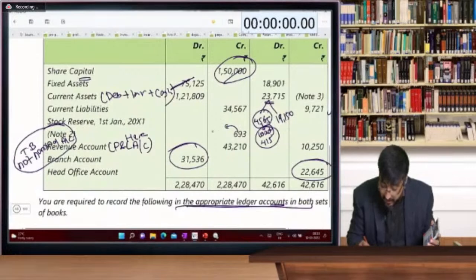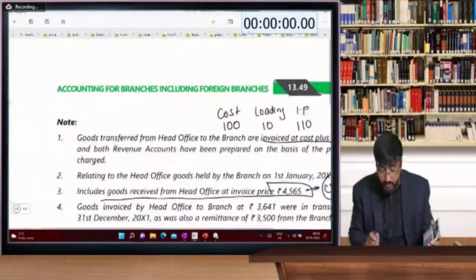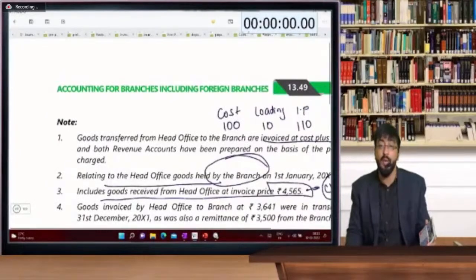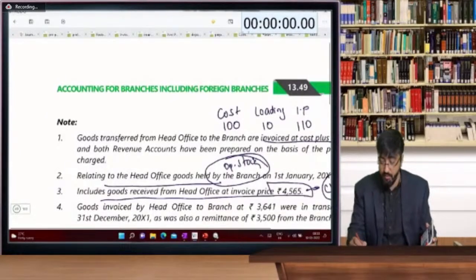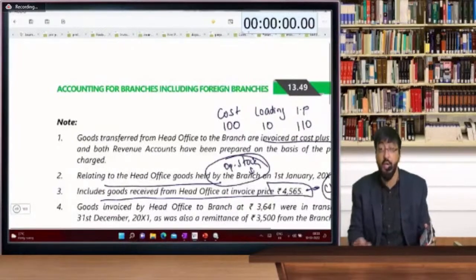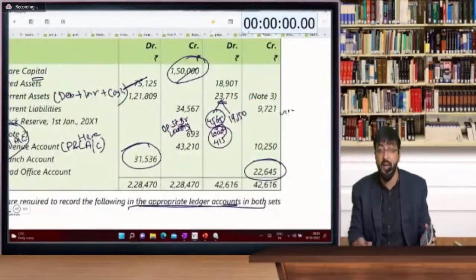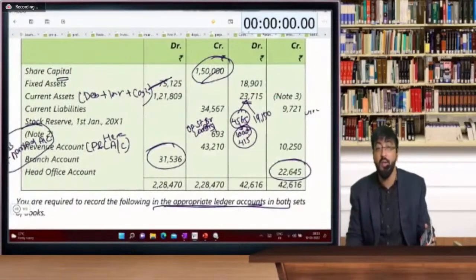And 693 is the opening stock loading of the branch. Note number 2 is given relating to head office goods held by the branch. So it is the opening stock of the branch, which includes loading and is cancelled by head office. So what is the important point? Opening stock loading is cancelled by head office.